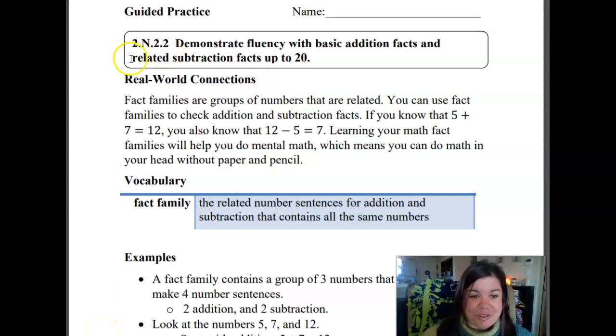Mathematicians. This week we're working on 2N.2.2. And that just says we're going to demonstrate fluency with basic addition facts and related subtraction facts up to 20.